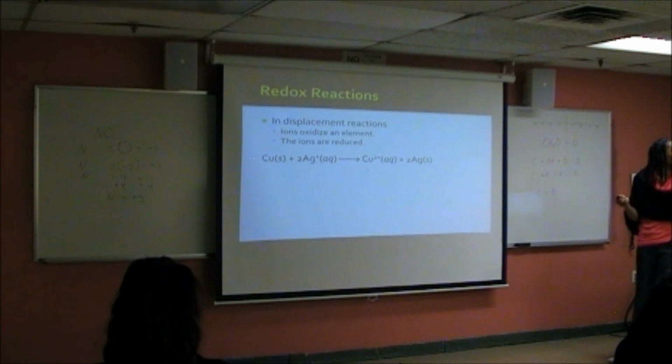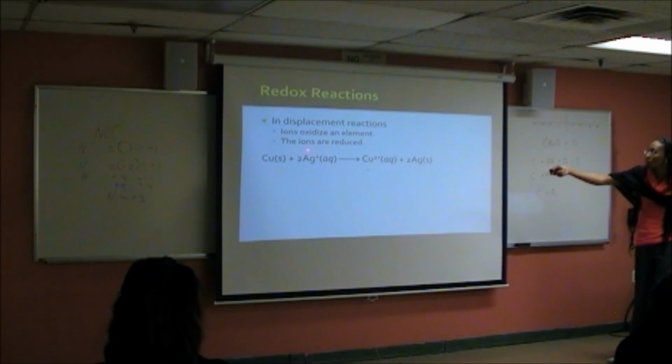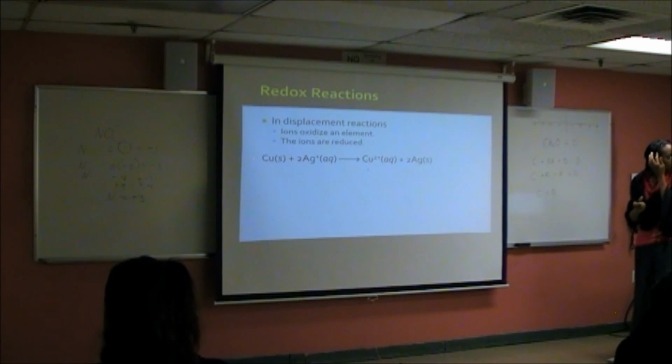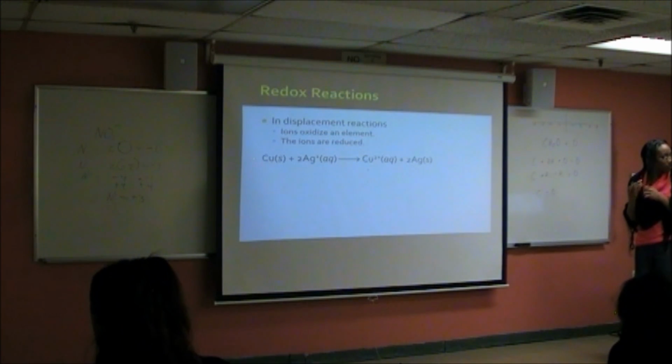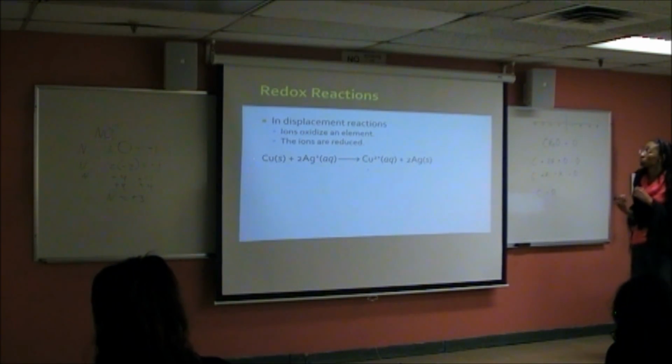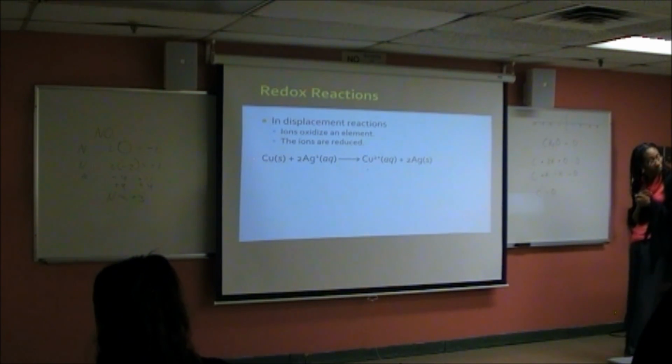There you go. Silver ion. There's a charge right there. That's a plus charge, right? And on the product side, copper has a 2+ charge, and silver. So silver gave copper.